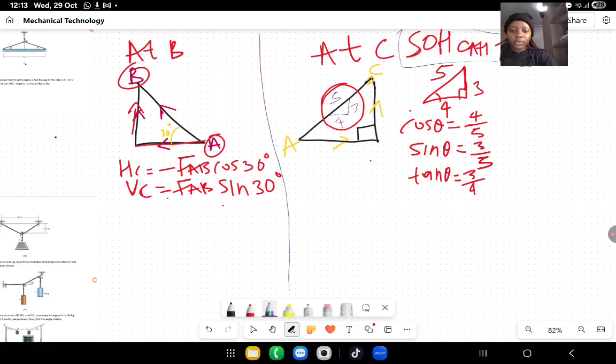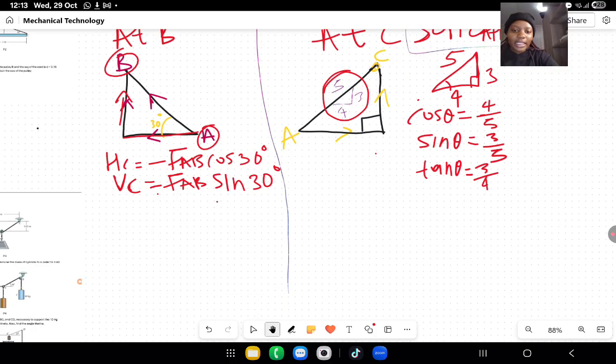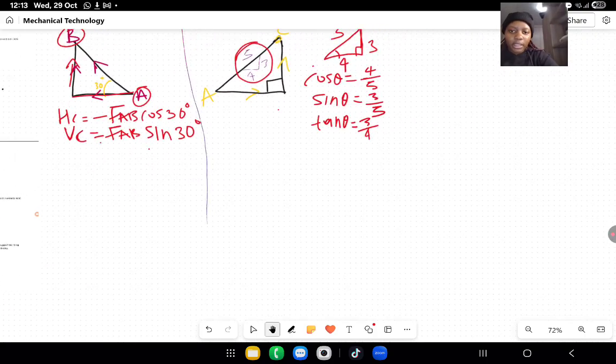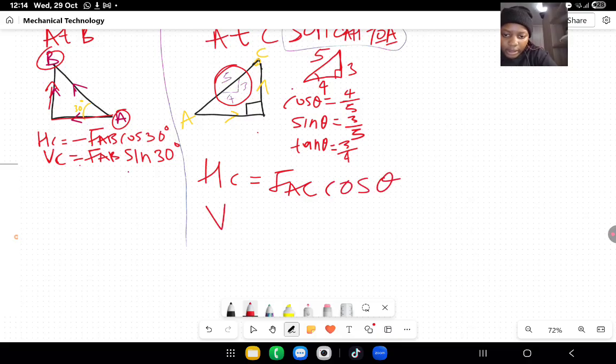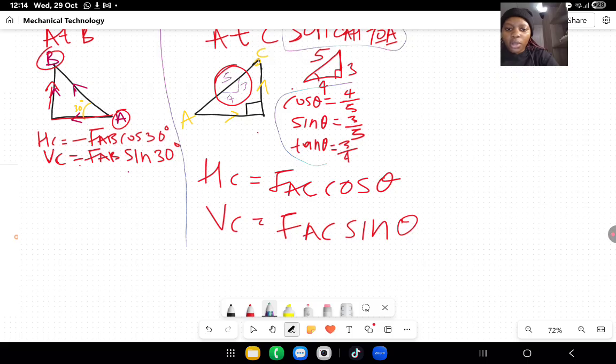Now let's go to here. Since we have the triangle, let's find the horizontal and vertical components. At C, our horizontal components equals positive FAC cos theta. Then vertical components equals FAC sine theta.